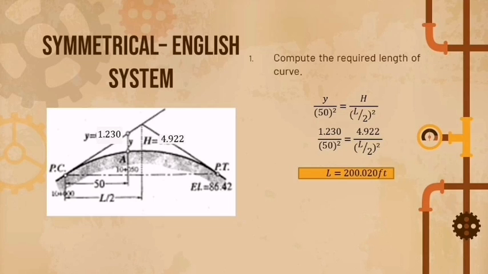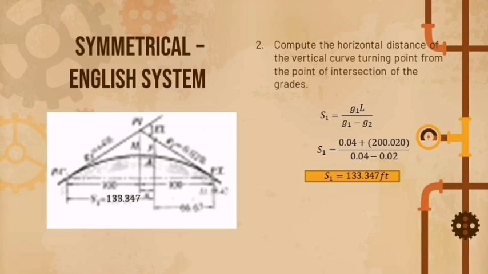1.230 over 50 squared. So our h naman is 4.922. So why did it increase? When we use the English system, in symmetrical or unsymmetrical, we will multiply all the given meters by 3.281. Balik tayo sa answer. So the answer natin is L is equal to 200.020 feet. So feet na ulit kasi English system na.